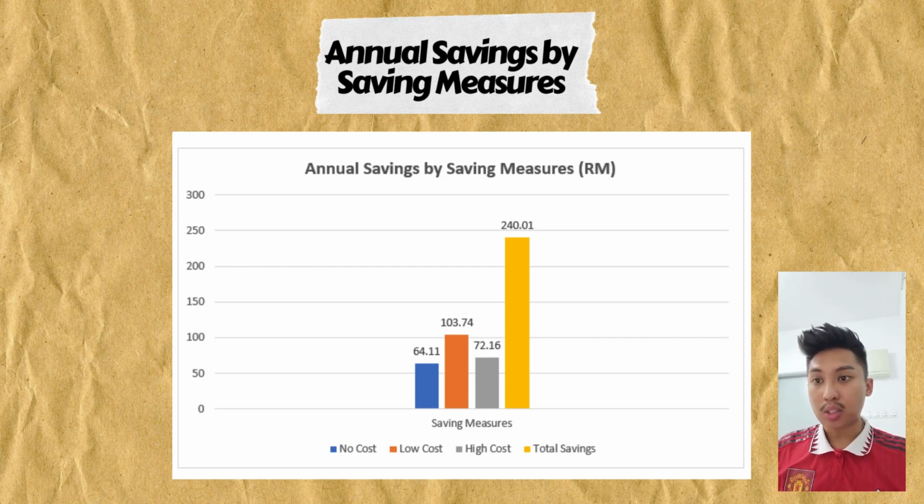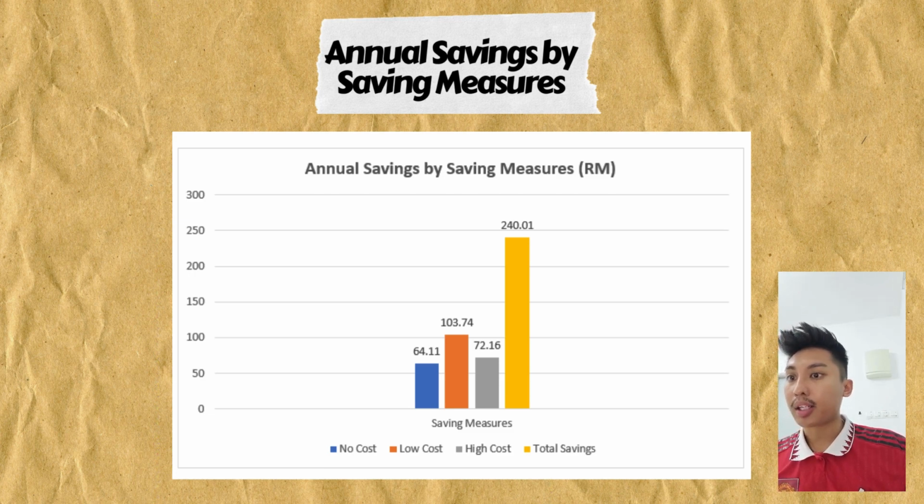To summarize what I've just presented, I've created a bar chart of all the data for easier understanding. The no cost measure has generated a saving of 64 ringgit 11 cents a year. For the low cost measure, 103.74 cents a year. And lastly, the high cost measure, which is the refrigerator upgrade, a saving of 72 ringgit 16 cents a year. This amounts to around 240.01 cents a year in total saving.